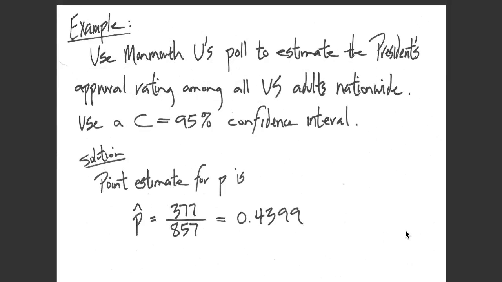So let's use this to find a 95% confidence interval for President Trump's true approval rating among all U.S. adults nationwide based on the Monmouth University data. So again, our point estimate for p would be our sample proportion p hat, that 377 over 857, or about 43.99%.